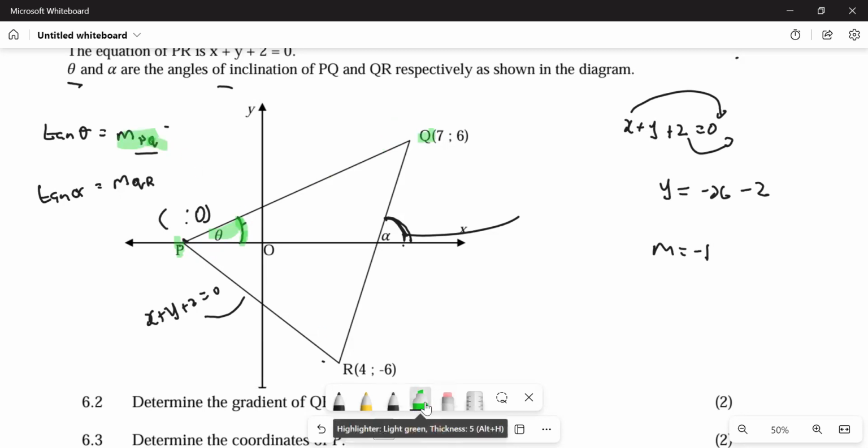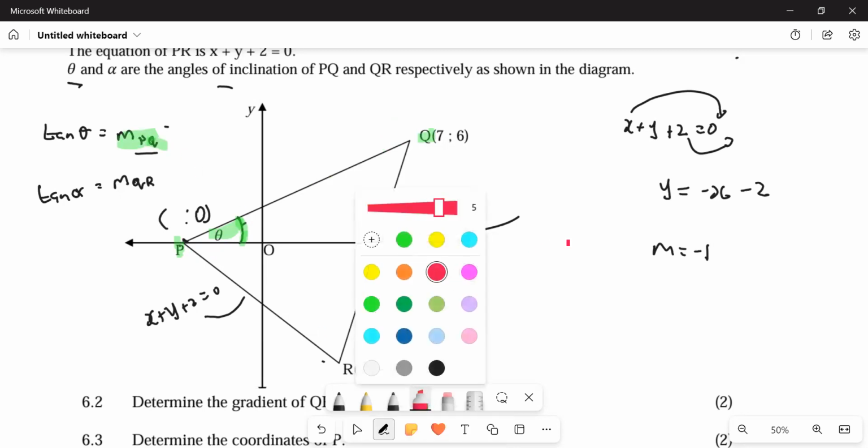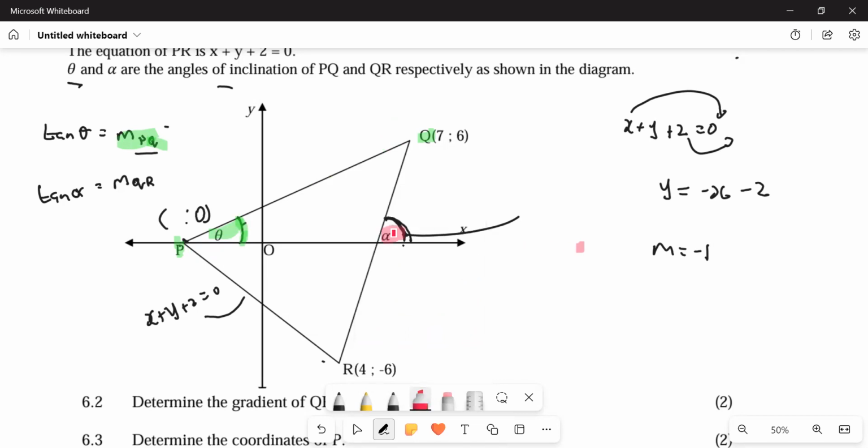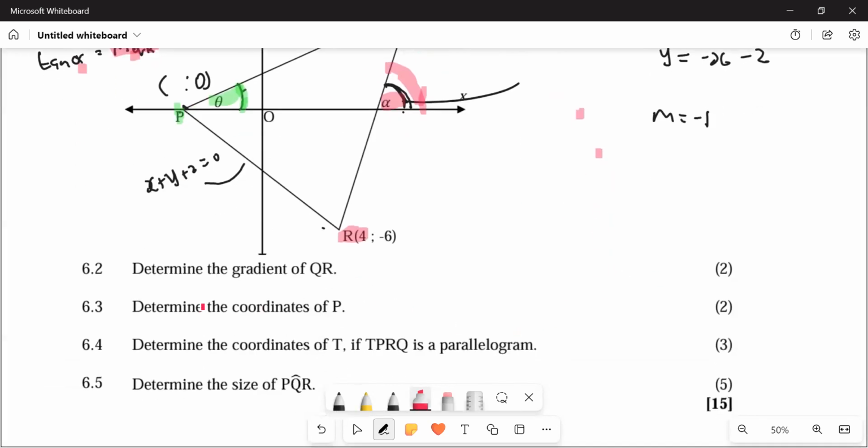And then for alpha, you see alpha again? Alpha is an angle between the x-axis and line PR. So if you want to get alpha, which gradient are you going to use? You're going to use the gradient of QR. You see the difference again? Okay, and then they say, number 1, what should we do? Determine the gradient of QR. Let's go and check QR.